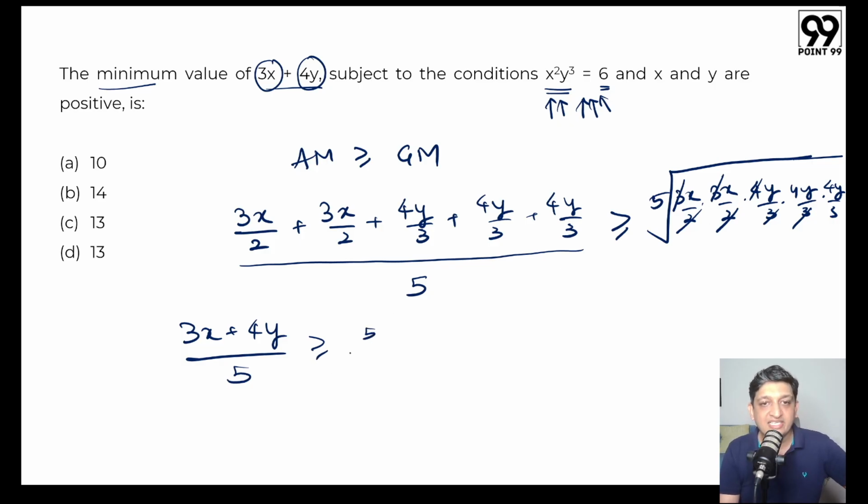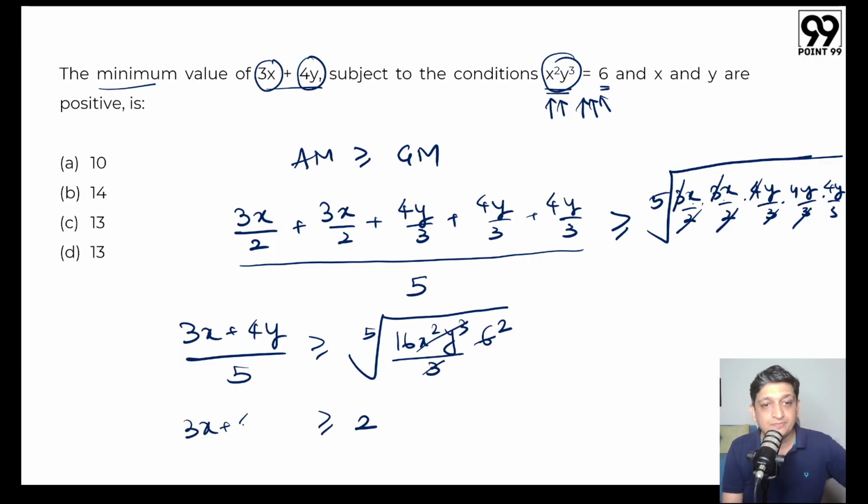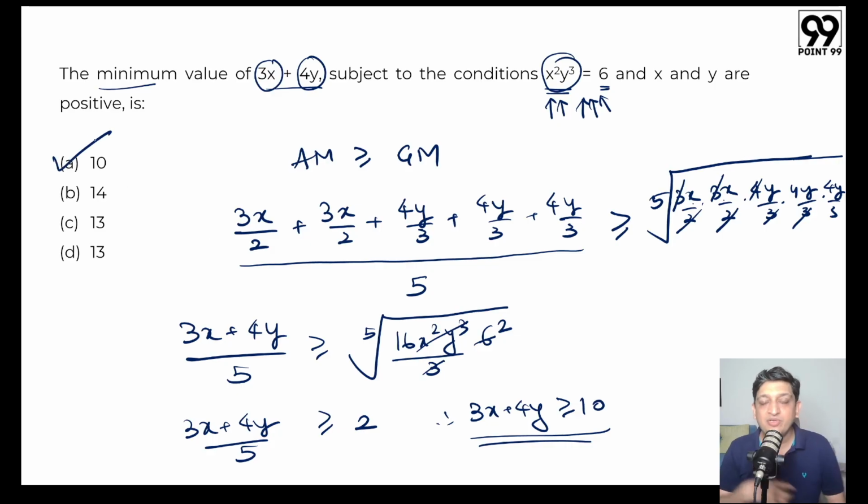Fifth root of what? Let's just simplify this. Fifth root of x square y cube into 4 into 4, that is 16. So 16x squared y cubed divided by 3. This is what is left here. But I know that x square into y cube is 6. So instead of this, I will put a 6. 3 2s are 6. Fifth root of 32 is going to be equal to 2. So I will be able to get 3x plus 4y by 5 is greater than or equal to 2. Therefore, 3x plus 4y has to be greater than or equal to 10. The minimum value that it will be able to take is option A, that is 10.